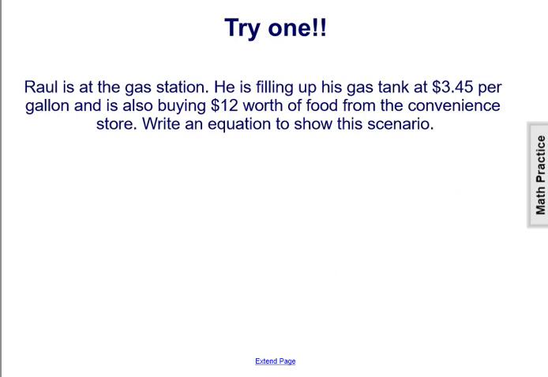Let's do another one. Here we have the scenario that Raul is at the gas station. He is filling up his gas tank at $3.45 per gallon and is also buying $12 worth of food from the convenience store. So we want to write an equation to show this scenario.